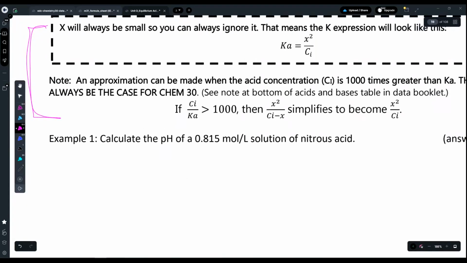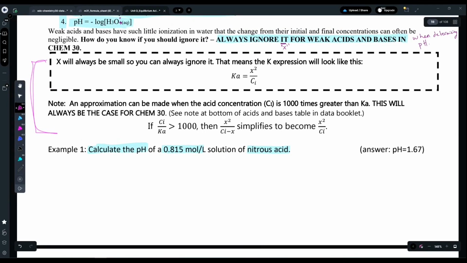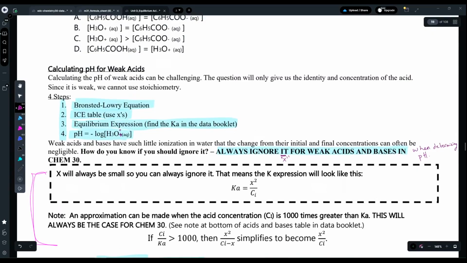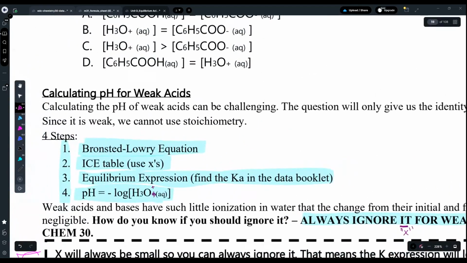We're going to calculate the pH of a 0.815 mole per liter solution of nitrous acid. This key here has a little typo, so we're just going to ignore it here. And what we're going to do is follow the steps. So step 1, we're going to write our Bronsted-Lowry equation here. Basically we're taking our weak acid and reacting it with water. That's the main idea of step 1. Take your weak acid, react it with water, and predict your products.